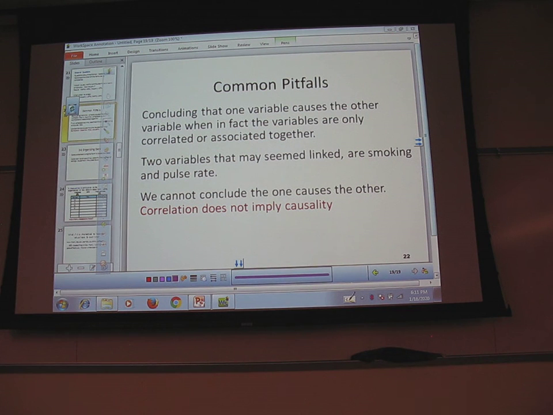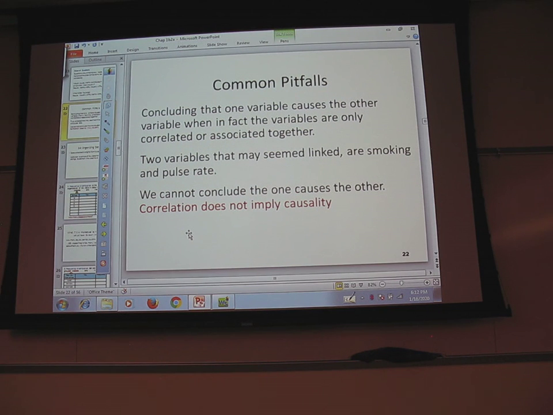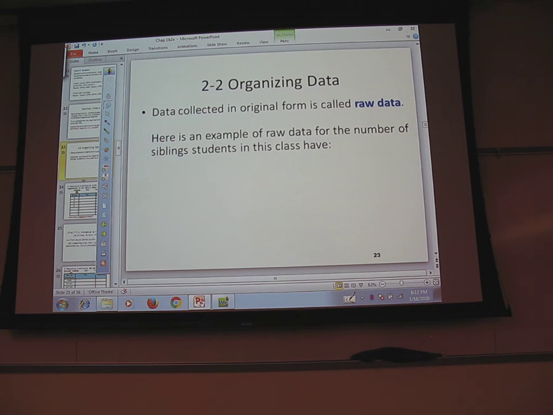But that's the only way that you can say something causes the other one, is if you do an experiment and put people into one group or the other and then see how they do. If you're just observing, you can't do that. That will absolutely be on the exam. Something where we ask you a question, and you have to recognize from a problem or an experiment that causality can't be drawn.